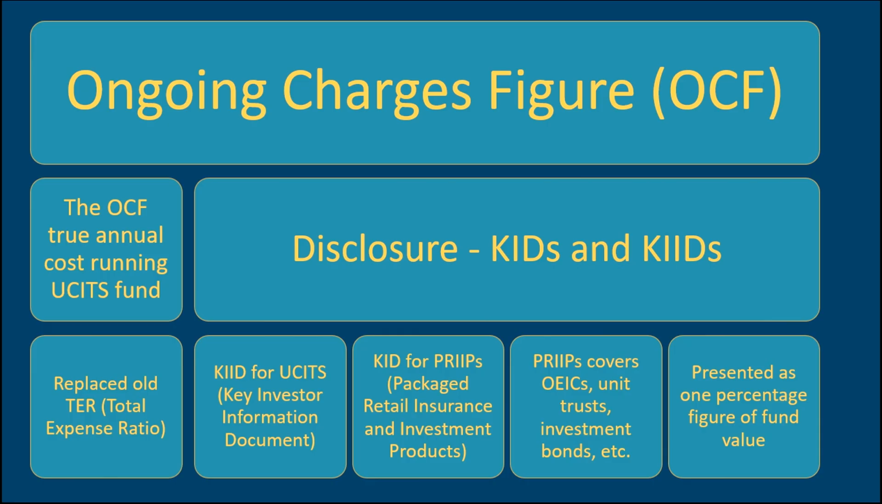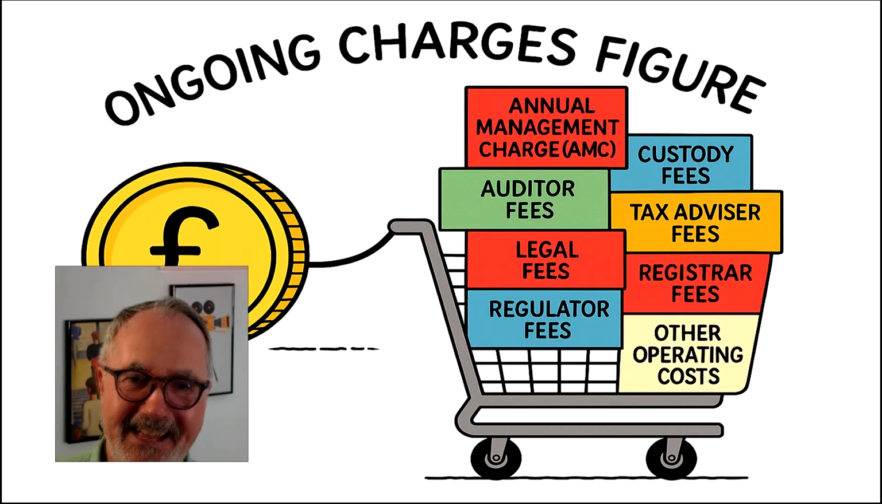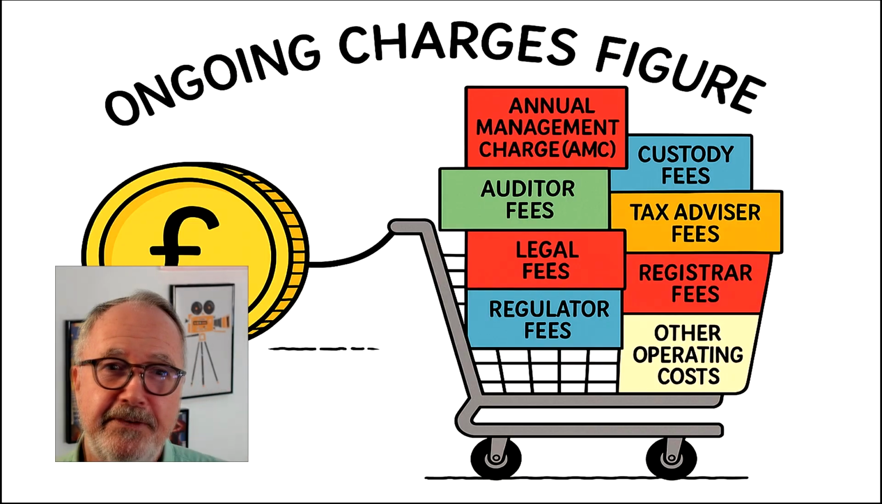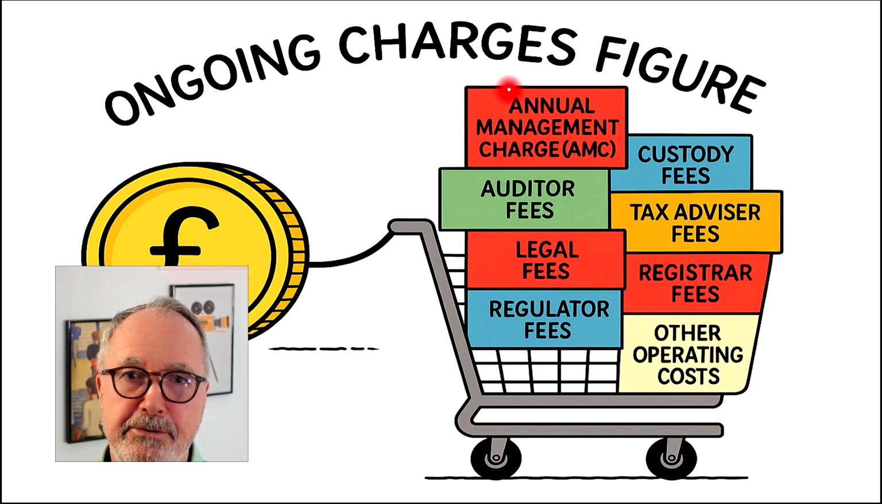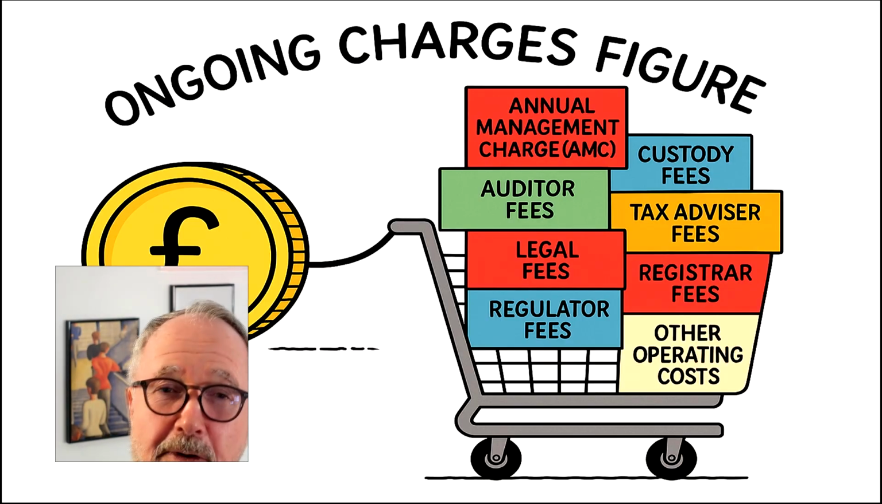The final point to make is it's packaged and then presented as a percentage figure of the fund value. So this is the ongoing charges figure that you have in your KID. So what does it include? I've got ChatGPT or Copilot to give me a little picture. I thought it was quite a nice little pic here. It's spelt quite well as well, which is very unusual for it. Let's pop down here so you can see that. As you can see, the ongoing charges figure includes all aspects there. You've got the annual management charge, but you've got auditor fees, legal fees, regulator fees, custody fees, tax advisor fees, registrar fees, and other operating costs. So it's all in there when it comes to it. That's quite a good description there.